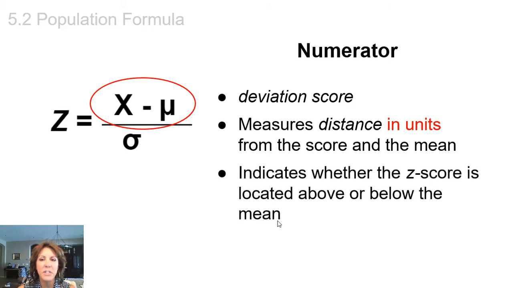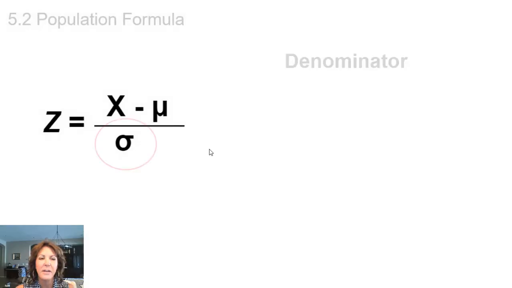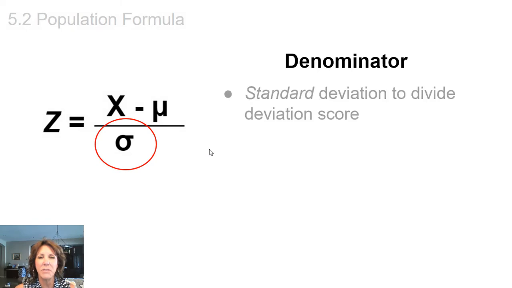And this will tell us if the score is located above or below the mean, because if our score is larger than the mean, this deviation score is going to be positive. But if our score is smaller than the mean, the deviation score is going to be negative. So this is where you're going to get your either positive or negative sign in your z-score, is in the numerator. The denominator of this z formula are standard deviation units.